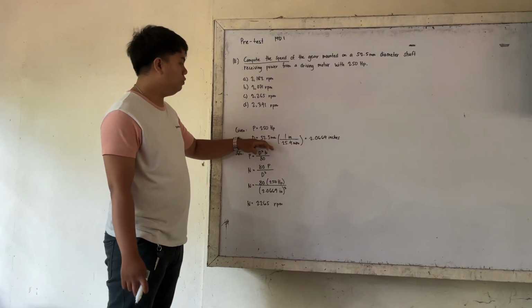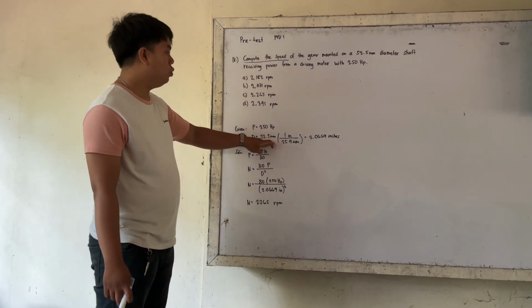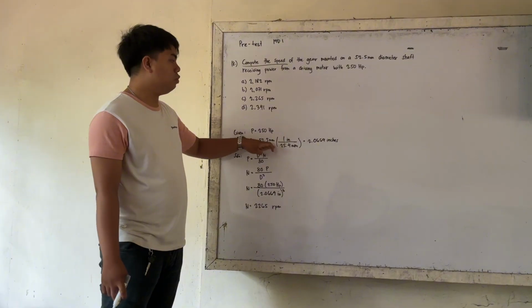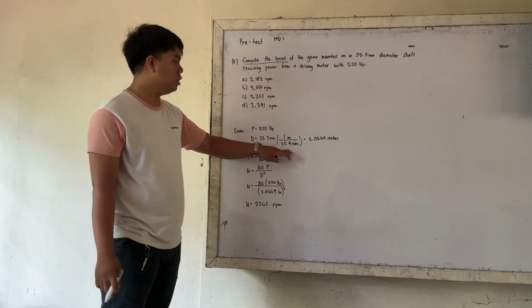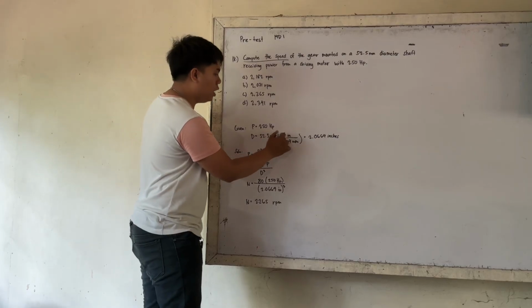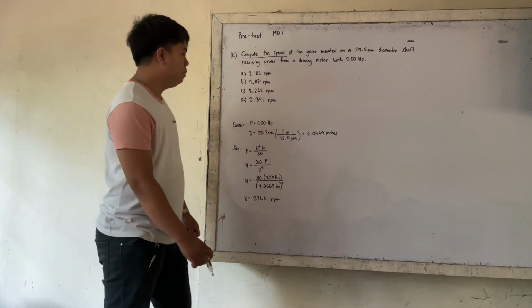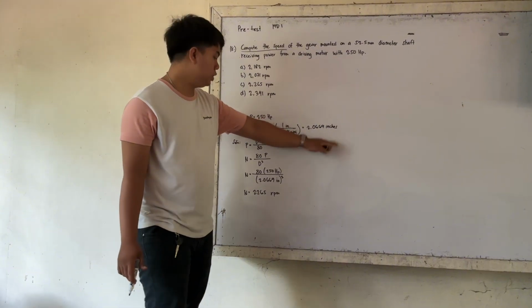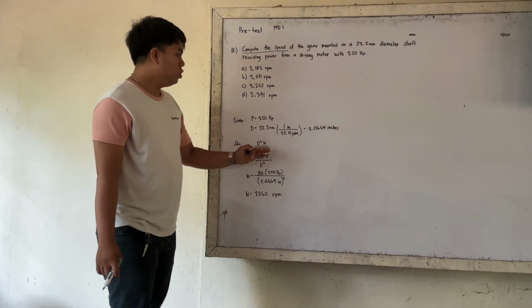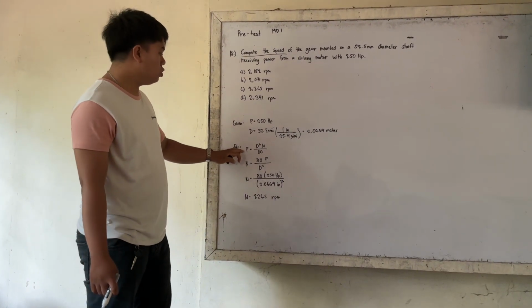So to solve the speed, we have given P is equal to 250 horsepower and we have D is equal to 52.5 millimeters since we need it to convert into inches. So in 1 inch, there is 25.4 millimeters. So cancel the unit millimeter. So we have now 2.0669 inches.